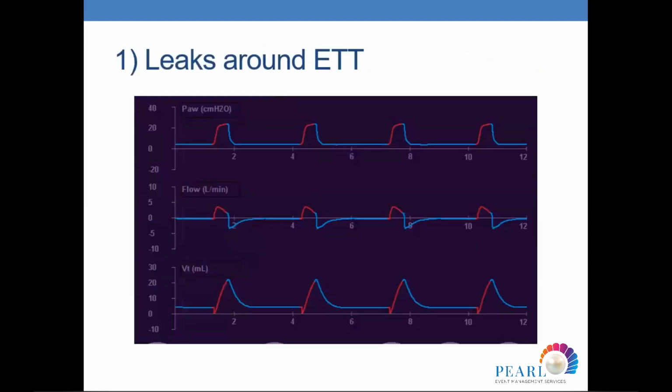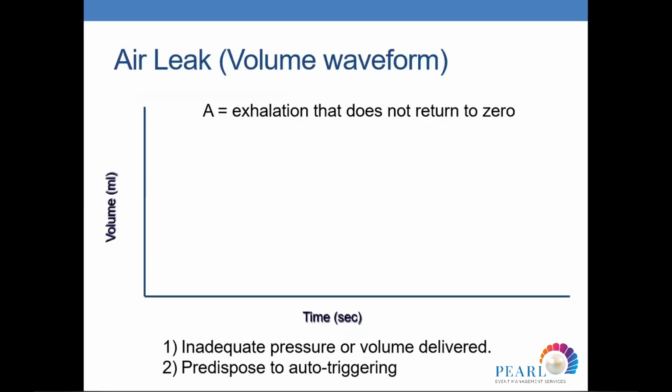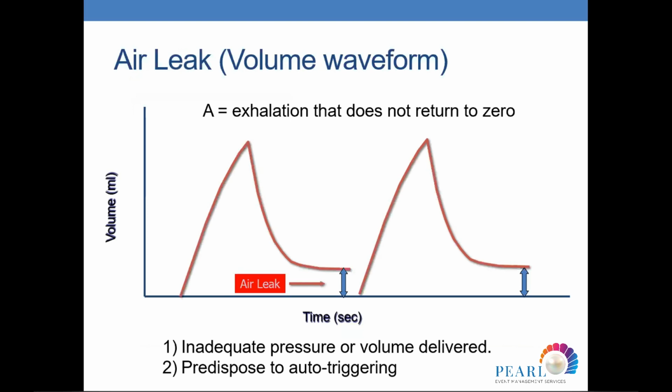If there is a leak, you will go to the volume waveform, and you will see shouldering here. It's not reaching zero, so this means that there is a leak. How do you differentiate between both? Shouldering: the flow is continuing and not reaching zero. So this is an air leak.